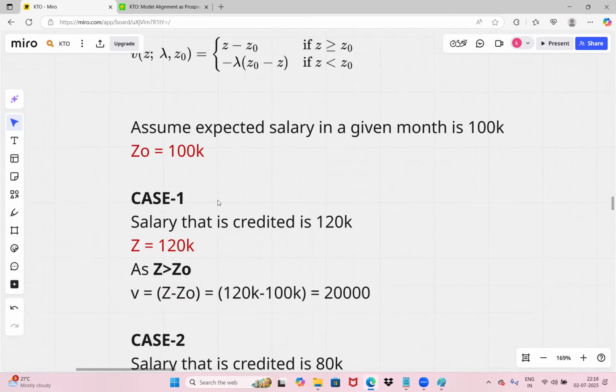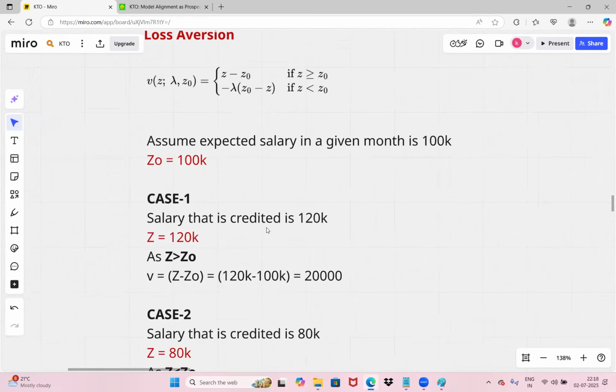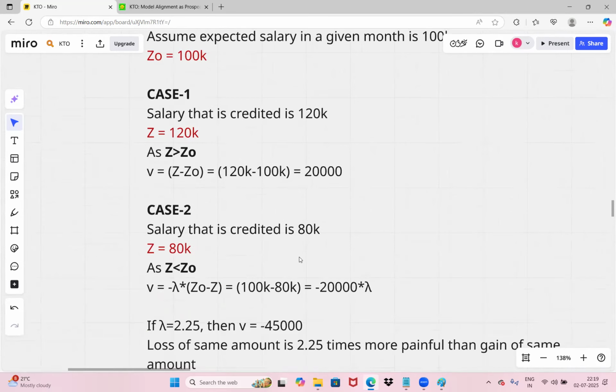In case one, assume that the salary credited is 120K. Then Z will be equal to 120K. Because Z is greater than Z naught, V is equal to Z minus Z naught, and Z minus Z naught is 20K. So the value of the human experience when he gained 20K is 20K.